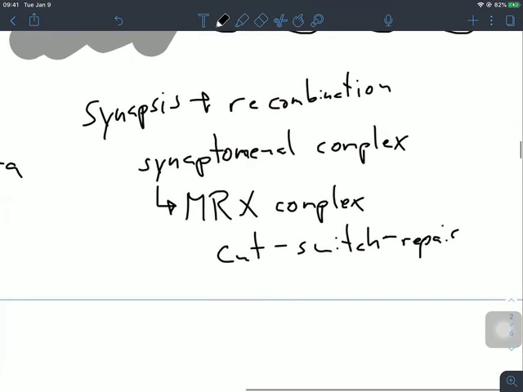It's a 3-protein complex. There's 3 different things in there: the M, the R, and the X. Not any acronyms that y'all need to memorize by any stretch of the imagination for this, but know that they are part of the DNA repair pathway.